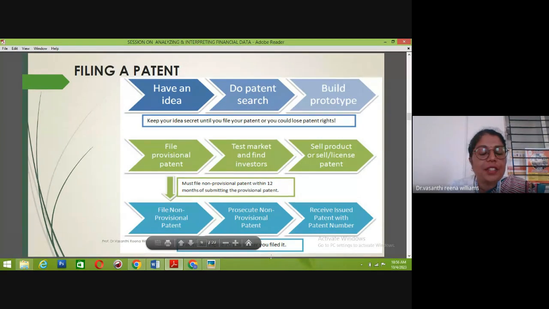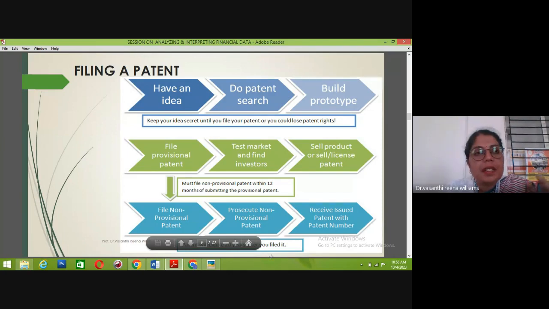So how do you go about it? Either you leave that idea, or you come up with something that is better than what is already there, with some new ideas over that. That is what they did. So you have an idea, then you do a patent search, and then you build a prototype.